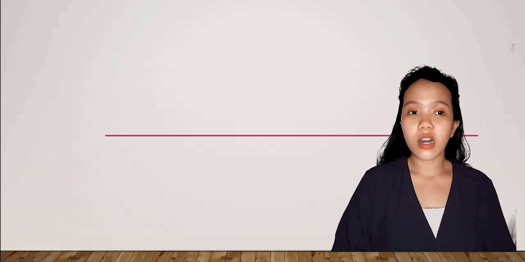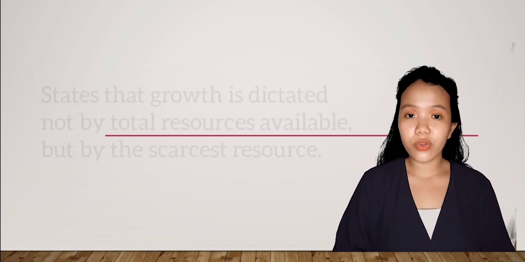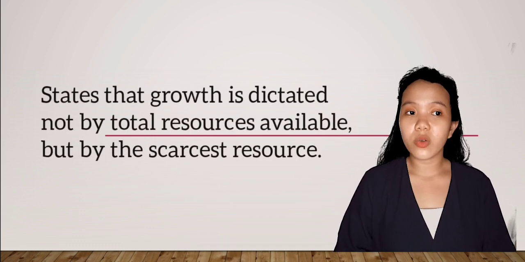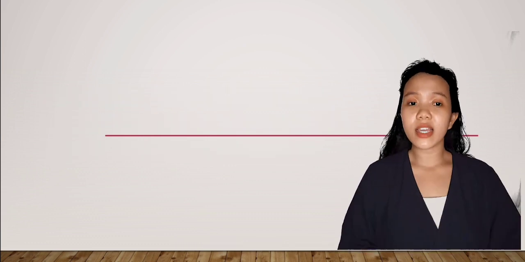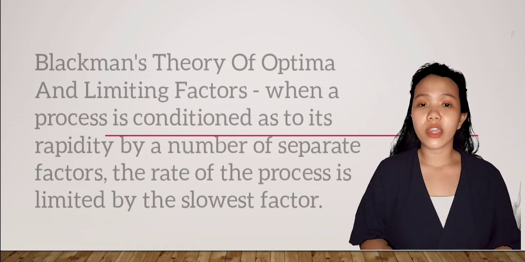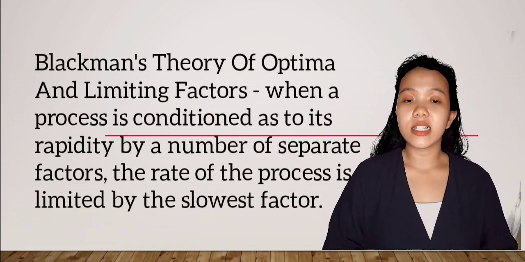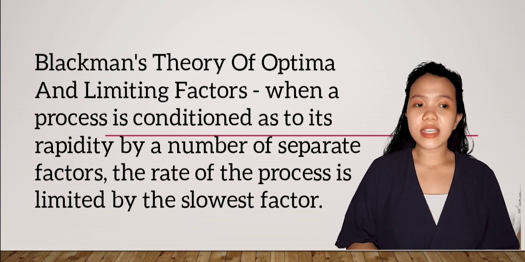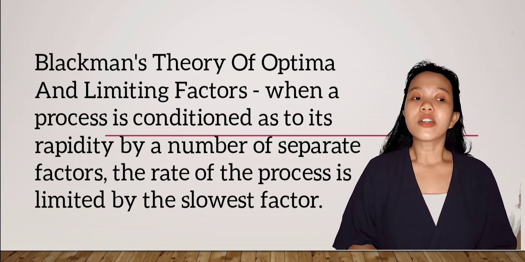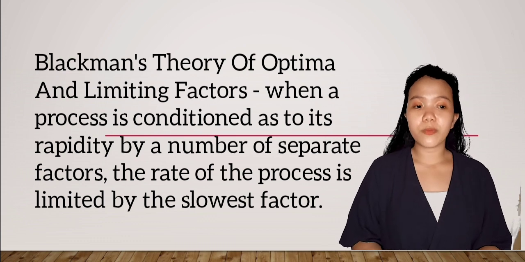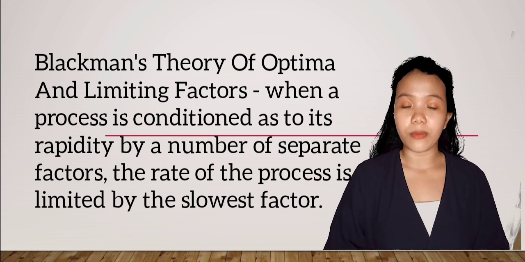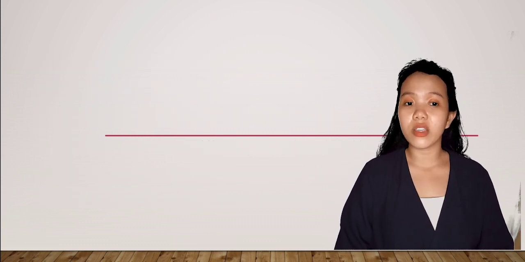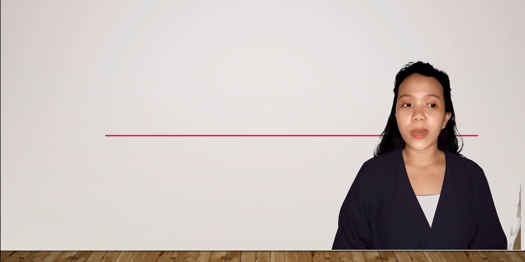So the Liebig's law of minimum states that growth is dictated not by the total resources available, but by the scarcest resource. The second one is Blackman's theory of optima and limiting factors. When a process is conditioned as to its rapidity by a number of separate factors, the rate of the process is limited by the slowest factor. I'll show you some videos of Blackman's theory of optima and limiting factors to understand more about this theory.